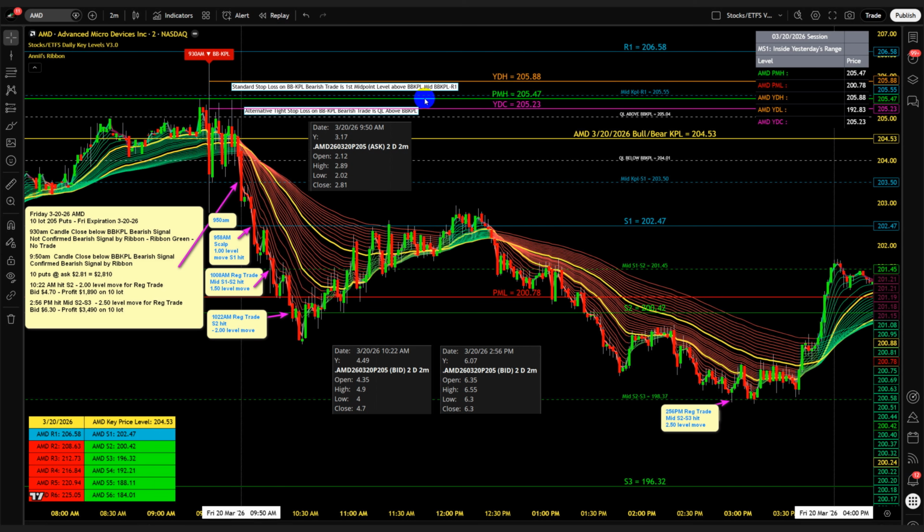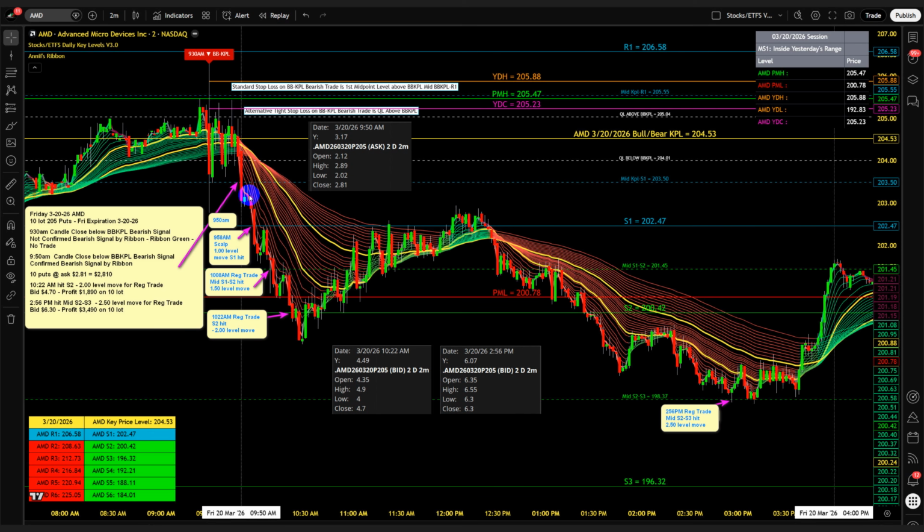We have a wick above, which went all the way above YDH, and we have this wick below, which almost went to S1, and then it closed here, which would have been an acceptable range for a BBKPL based bearish trade off of this level. However, since we're using the ribbon indicator to confirm our entries, it is telling us no trade here because we're getting conflicting signals. The ribbon is green, and even though it did close below these two yellow lines, the ribbon is still green here. And as you can see, the ribbon continues to be green until we get to the 9:50 a.m. candle here.